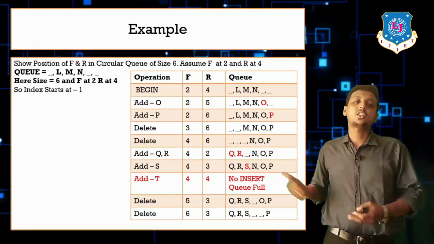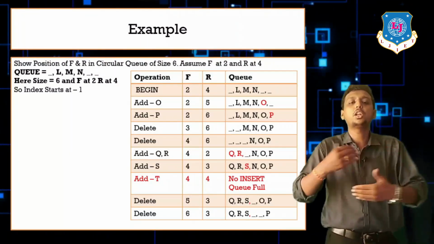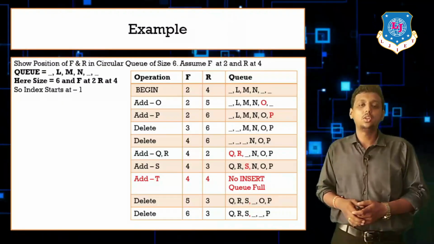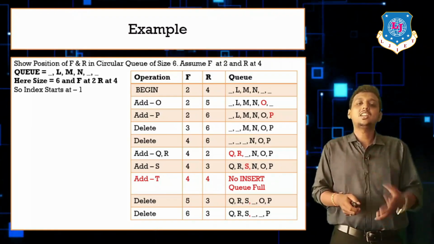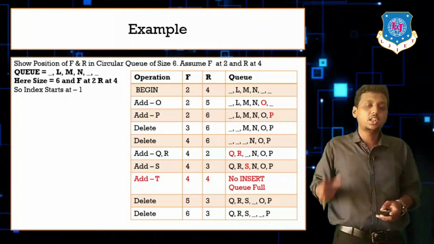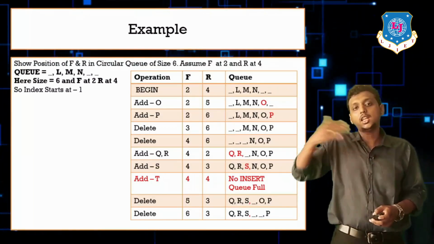The rest of the two operations are delete, the same as the previous ones. Only the front pointer will be incremented, and it becomes 6, and the rear is at 3 only. So like this you need to write in the exam when they ask for the position of the front and rear. You need to make such a table with operations, front and rear, and then show the data.